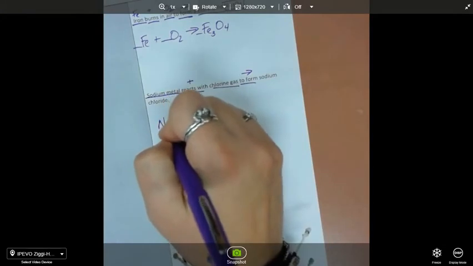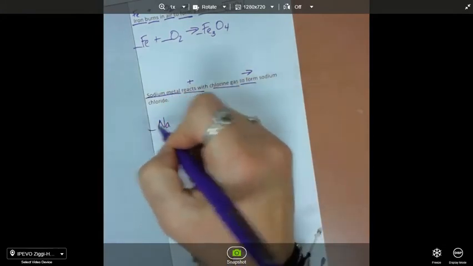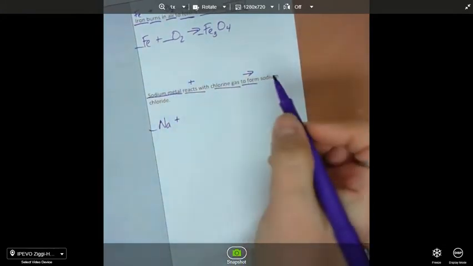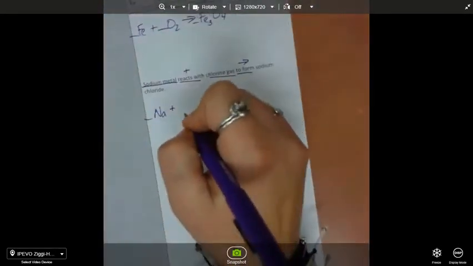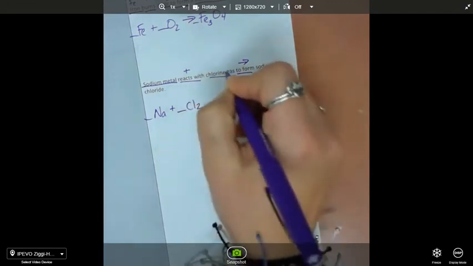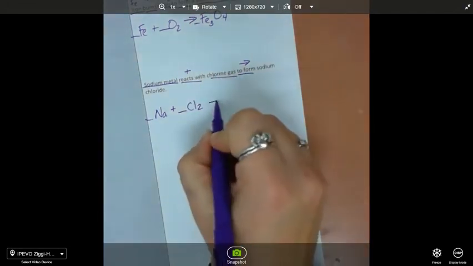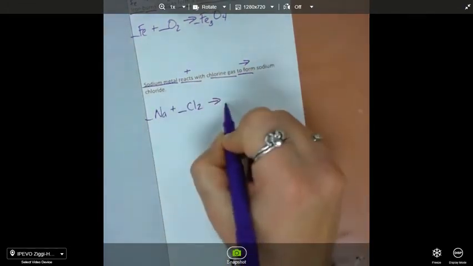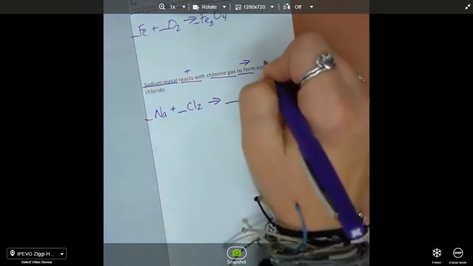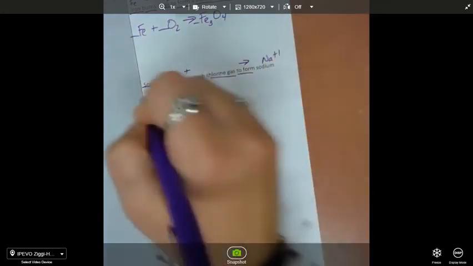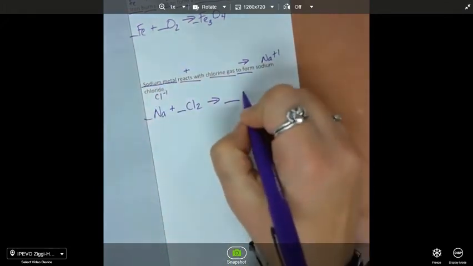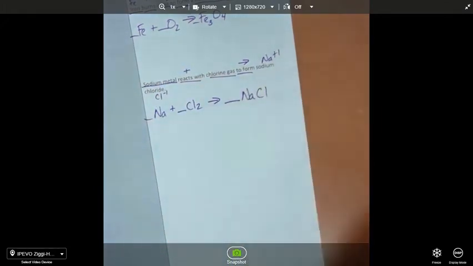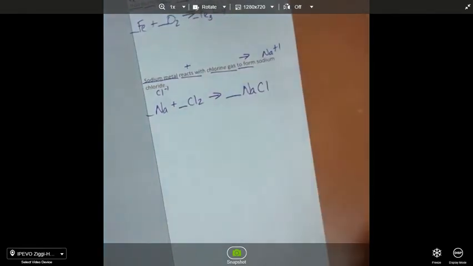Just write Na reacts with plus chlorine gas. Chlorine is a diatomic, so I do have to write Cl2, chlorine gas is Cl2, to form, here's my arrow, sodium chloride. So here's my little line. Sodium is Na plus 1, chloride is Cl minus 1. So these already cancel, so my formula is NaCl. Okay, then I'd make my list, balance, figure out my ratio, and then move on.